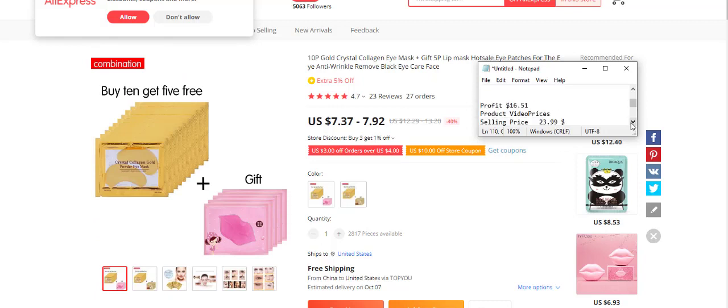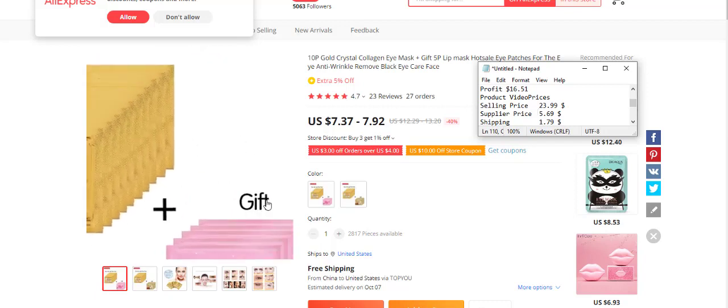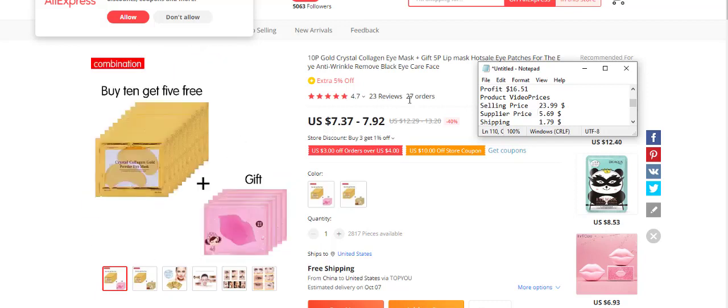You can sell it for $23.99. Buy it for $5.69. Shipping fee of $1.79. It should be lower because the product has literally no weight. It has 23 reviews and 27 orders, which is low, but it's a product that is solving a huge need. So it is supposed to be in demand. Maybe these sellers right here don't really know how to market their stuff very well.